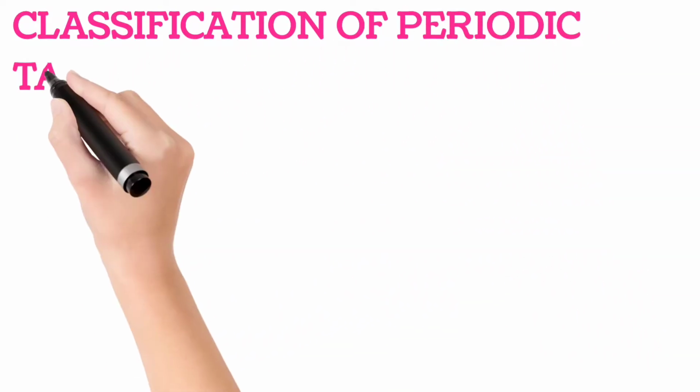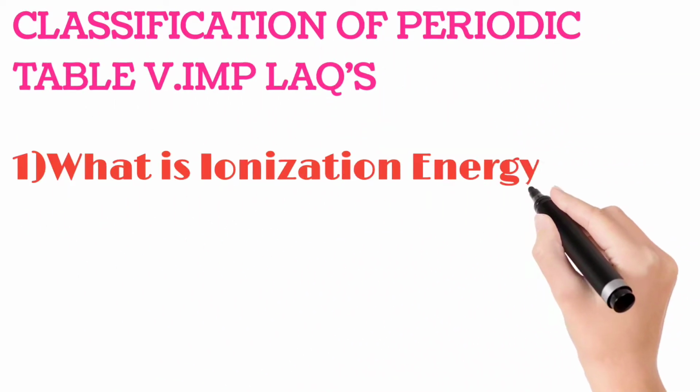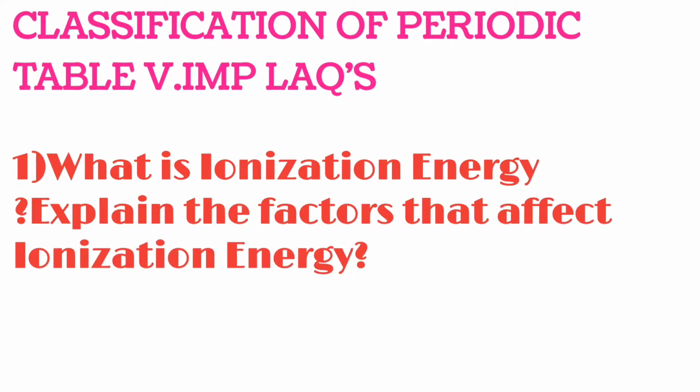Now students, I am going to explain classification of periodic table, very important long answer questions. So first question is, what is ionization energy? What is the meaning of ionization energy? Explain the factors that affect ionization energy. So what are the factors that affect this ionization energy?